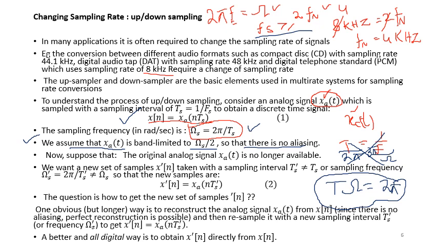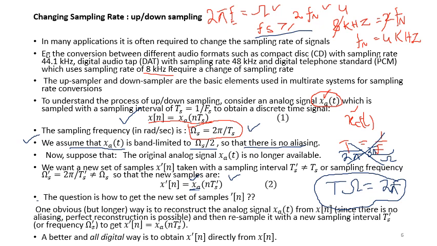So the new samples are related to the previous ones as x'(n) equals x_a(n T's). If you want to do this, because we no longer have the analog signal, how should we get the new samples, since now we want a different sampling frequency or different sampling rate? Definitely the generated signal will be different, that is x'(n) will be different from x(n). So how can we do this?